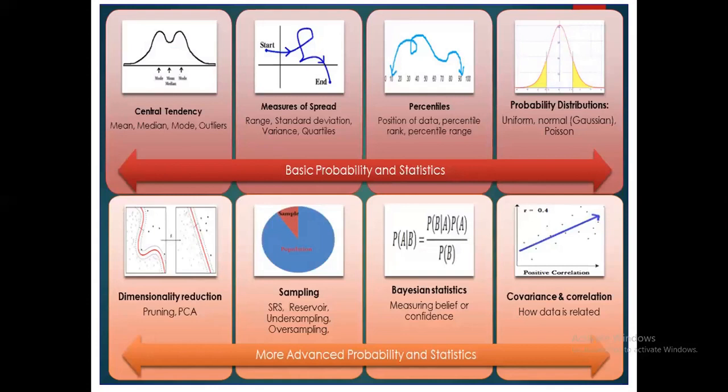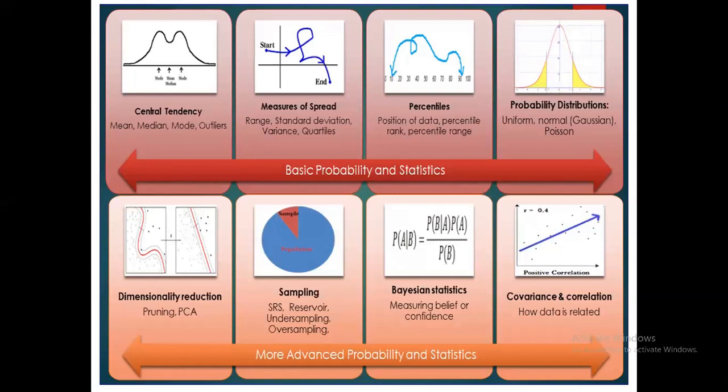Measures of spread, we are using range, standard deviation, variance, and quartiles. In percentiles, we are using position of a data, percentile, rank, percentile range. Probability distribution, we are using uniform distribution, normal distribution, that is called Gaussian distribution, Poisson distribution. Dimensionality reduction, we are using pruning techniques, especially in image processing, face recognition application, we are using principal component analysis.